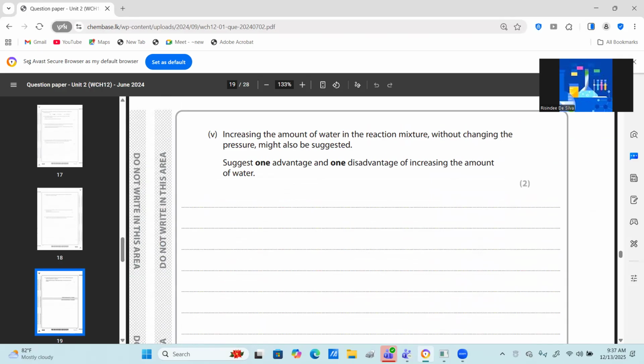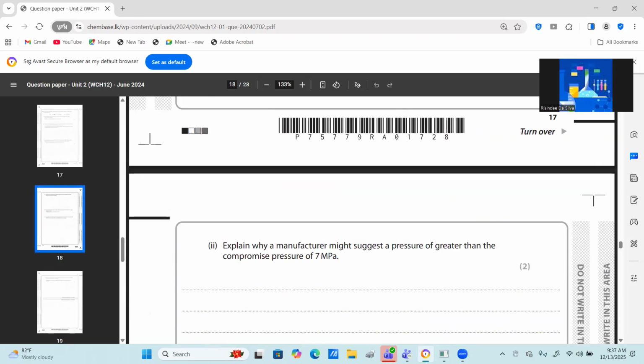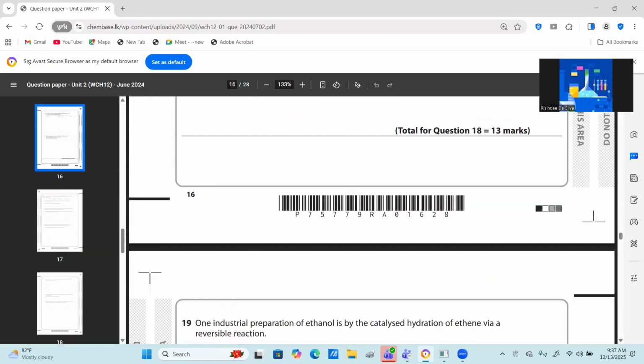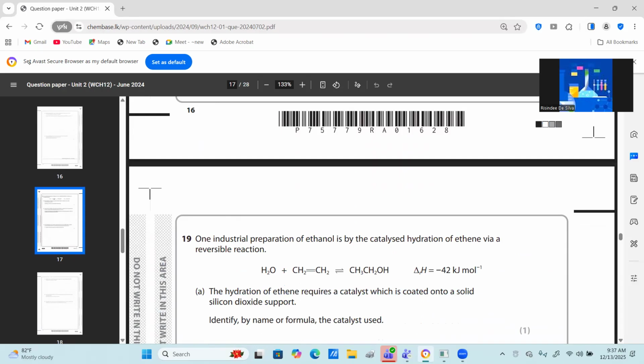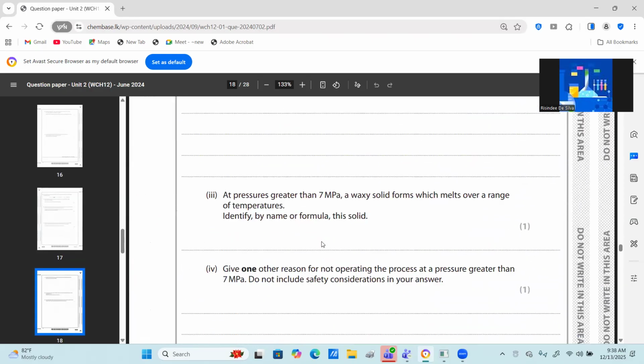Increasing the amount of water without changing the pressure might also be suggested. So when you increase the amount of water, we can see that water is a reactant. So when the reactant increases, more products will be formed. So it is an advantage. We can write it pushes the equilibrium to the right hand side, increasing the yield. Disadvantage is water should be condensed, or if it reacts with alcohol, because water mixes or can dissolve in alcohol. So the separation is difficult because both can form hydrogen bonding. That is the disadvantage.